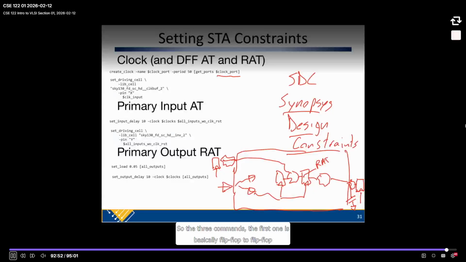So the three commands: the first one is basically flip-flop to flip-flop paths on chip by creating a clock, and then you do the inputs to flip-flops, and then the flip-flops to outputs. And that defines all of these required arrival times of the outputs, input arrival times, and then the ATs and RATs for the flip-flops. Well, I forgot to mention that this one right here would define the clock-to-Q delay, which would define the inputs of this one, right? Because that was from a flip-flop. So now I can do my timing analysis on that.